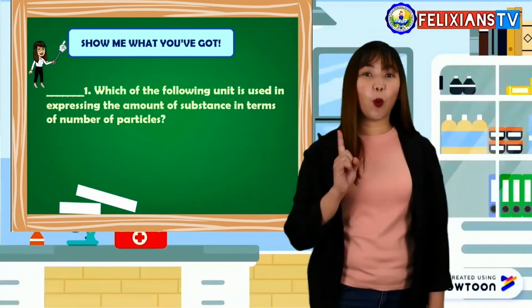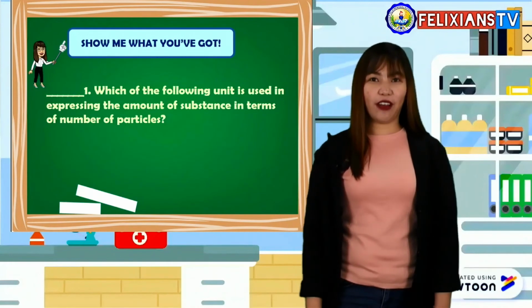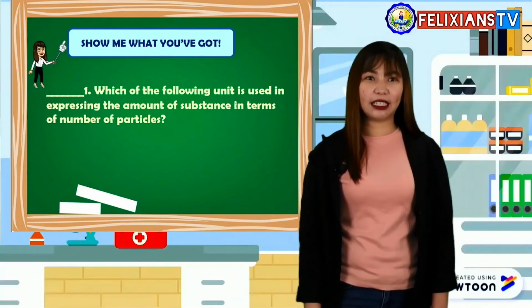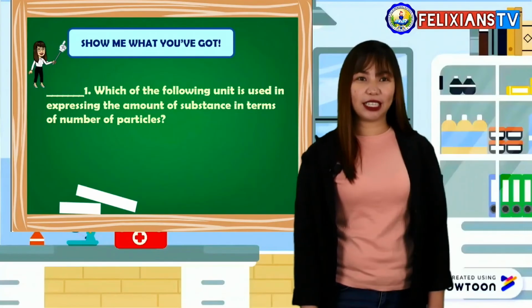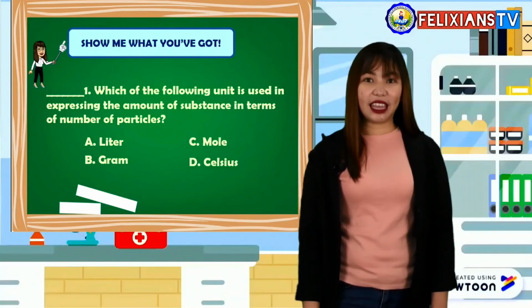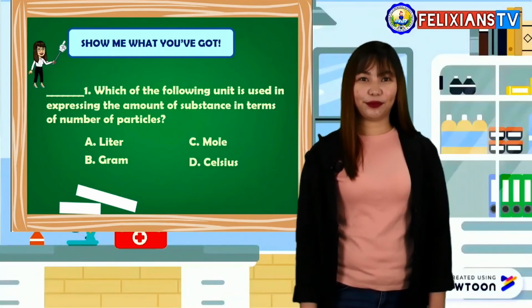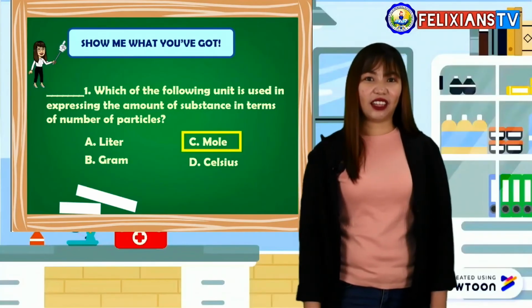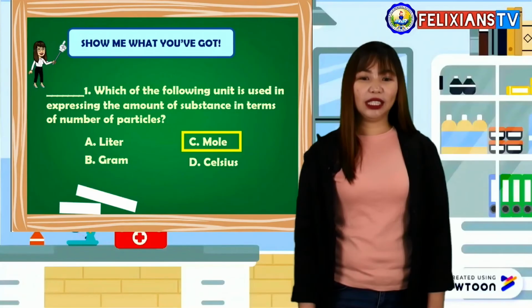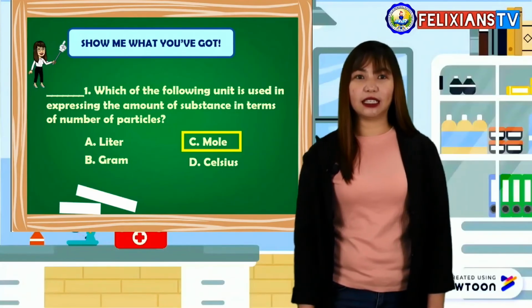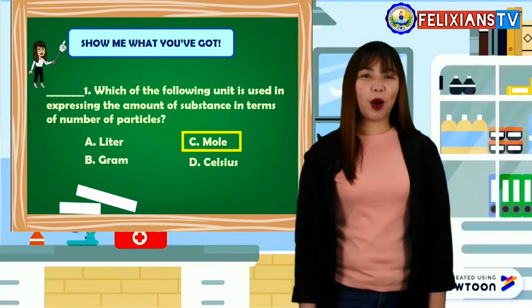Question number 1. Which of the following units is used in expressing the amount of substance in terms of number of particles? A. Liter, B. gram, C. mole, D. Celsius. Very good! The answer is letter C. Mole is the unit used in expressing the amount of substance and the number of particles.